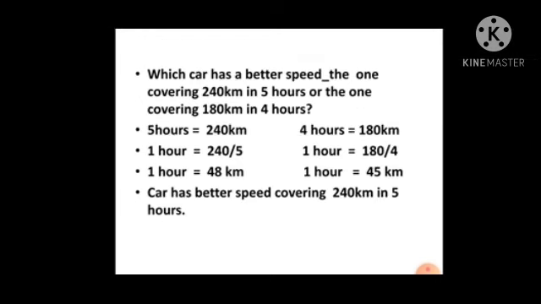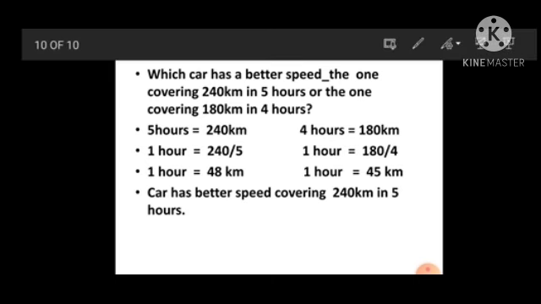Now next example: which car has a better speed? The one covering 240 km in 5 hours or the one covering 180 km in 4 hours? So first, one car covers 240 kilometers in 5 hours. So first we take out 1 hour. In 1 hour, how many kilometers? So 1 hour is equal to 240 by 5. So 1 hour equals 48 kilometers. It means the car's speed is 48 kilometers in 1 hour.